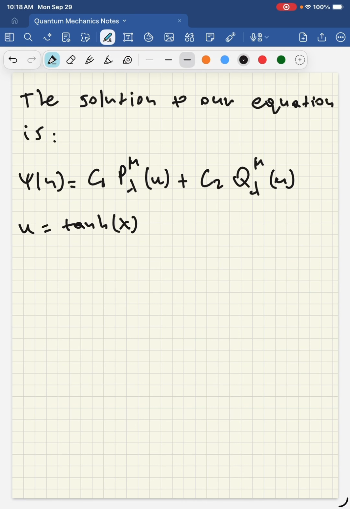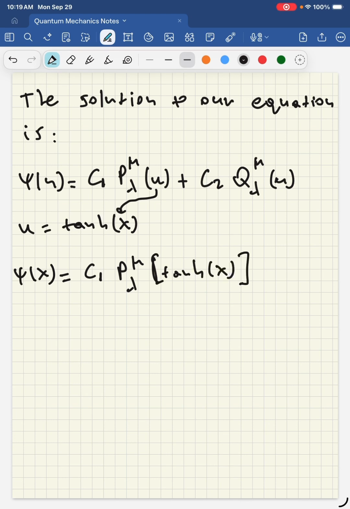Now with this substitution, we go back to x, taking values from minus infinity to infinity to get the final solution, psi of x, because we will substitute u with tanh of x, equal to c1 times the Legendre polynomials of the first kind of tanh x plus c2 times the associated Legendre polynomials of the second kind.